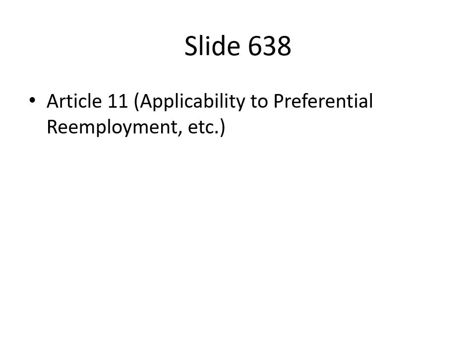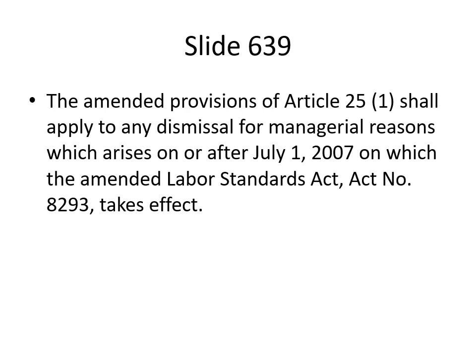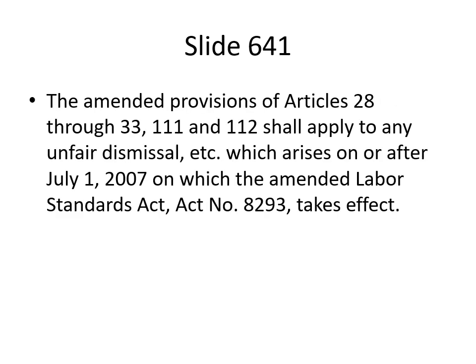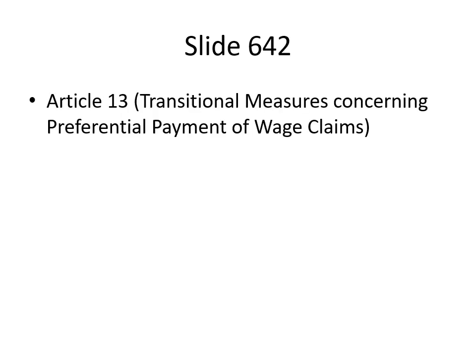Article 11. Applicability to preferential reemployment, etc. The amended provisions of Article 25, 1, shall apply to any dismissal for managerial reasons which arises on or after July 1, 2007 on which the amended Labor Standards Act, Act No. 8293, takes effect. Article 12. Applicability to remedy from unfair dismissal, etc. The amended provisions of Articles 28 through 33, 111 and 112 shall apply to any unfair dismissal, etc. which arises on or after July 1, 2007 on which the amended Labor Standards Act, Act No. 8293, takes effect.